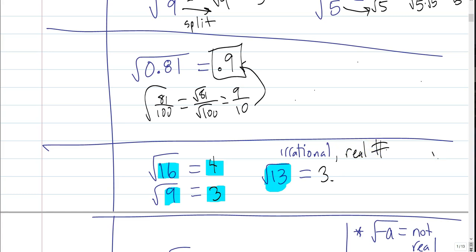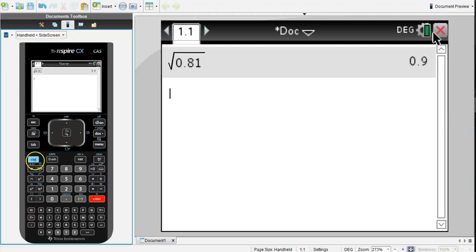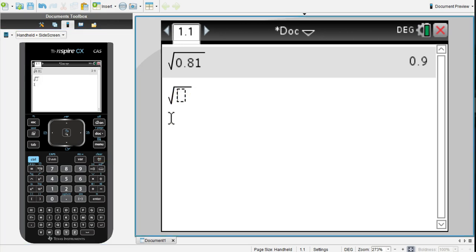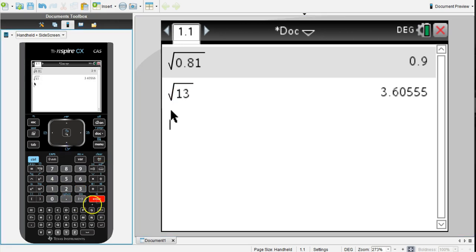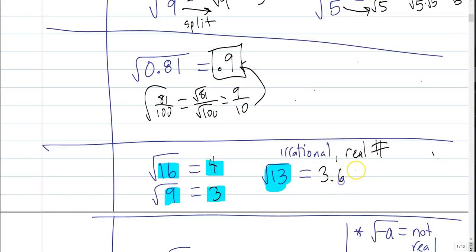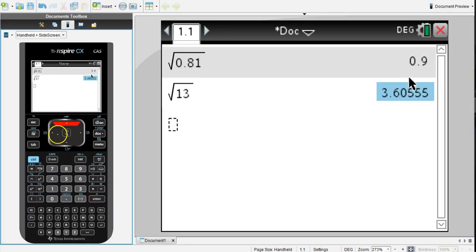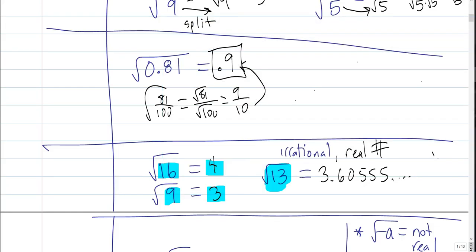Okay, so if I do the square root of 13, 3.605555... Why am I putting dot dot dot? Because that's not where it stops. See, if I go up to my calculator, I can hit that answer and get a few more decimal places. But it still doesn't stop there. This is a never-ending, non-repeating decimal. That is the definition of an irrational number.